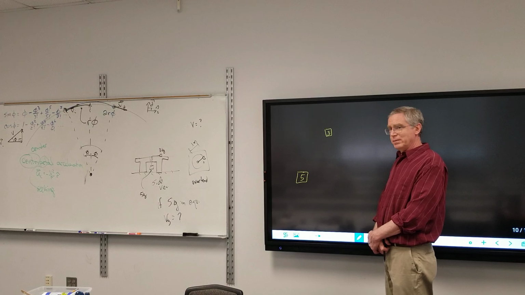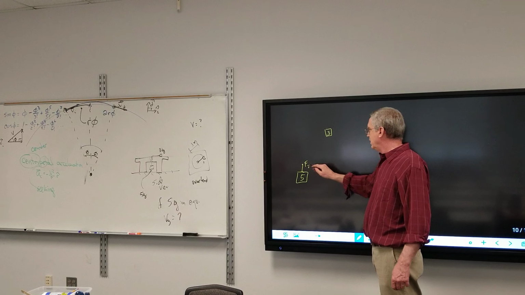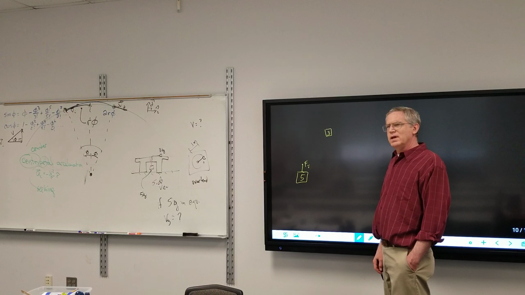Force diagram, come on. Force of tension. Going which way on what? Up on the 5 kilogram mass. Down on the 3 kilogram mass. Or down. Not down. No, to the left.